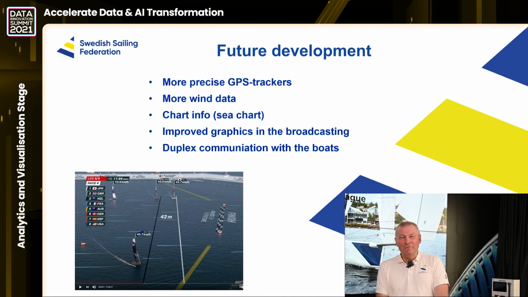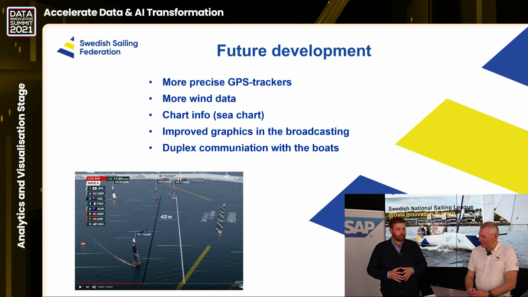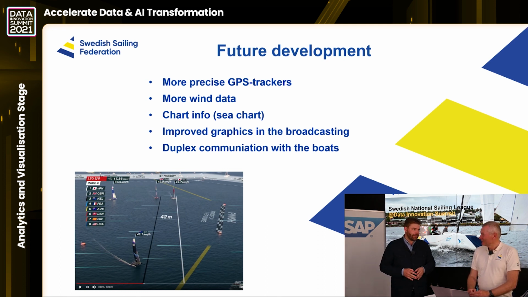And I'd also like to have duplex communication with the boats, so that they can protest and they get all the information about the marks and roundings and results and all that, and we can penalize them on that system, in the form of penalties and how they finished and all that. So duplex communication with the boats would also be on my wish list. And I believe it's not a matter of if, but rather when this will be available.